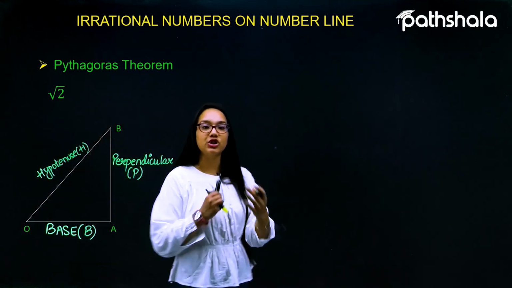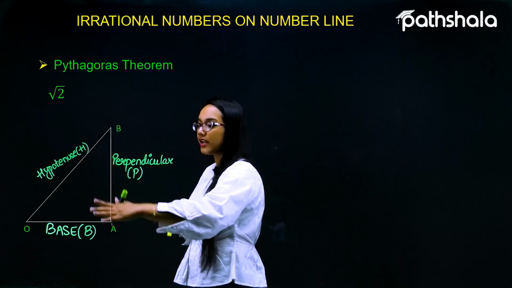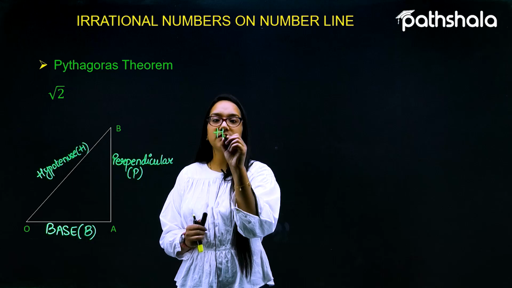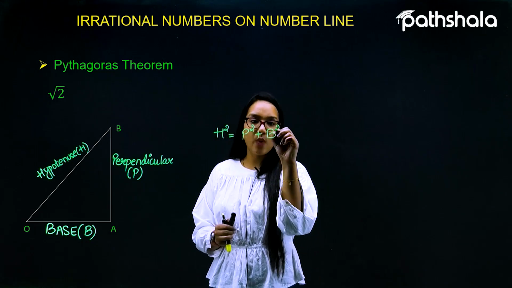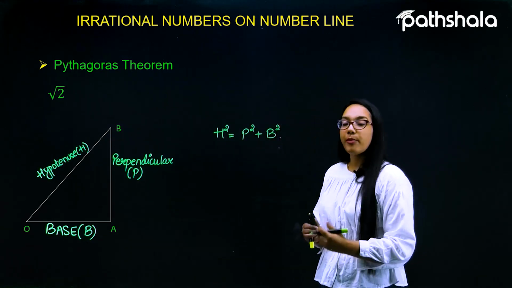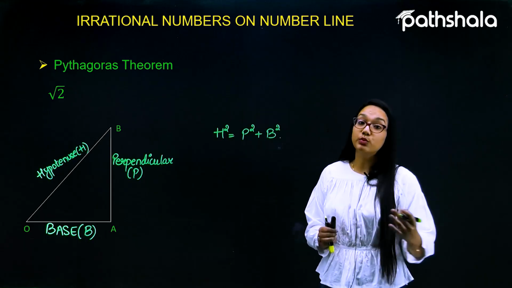So there is a relation between these three things, that is H, B and P: the hypotenuse square is equal to perpendicular square plus base square. This is nothing but the Pythagoras theorem, which says that the hypotenuse square is equal to the sum of the squares of the other two sides.